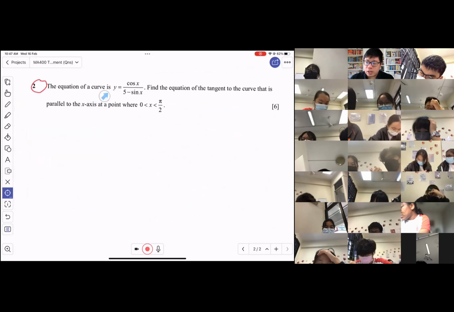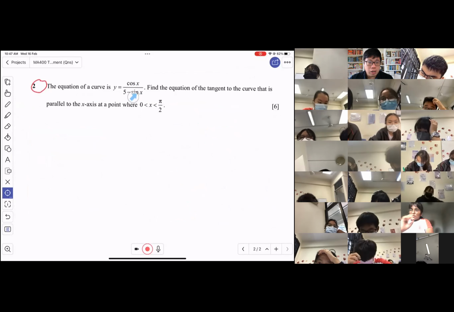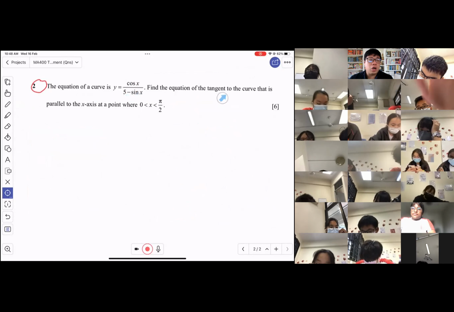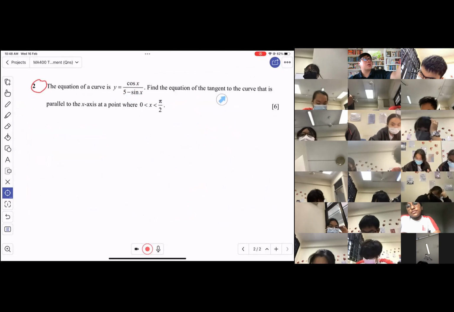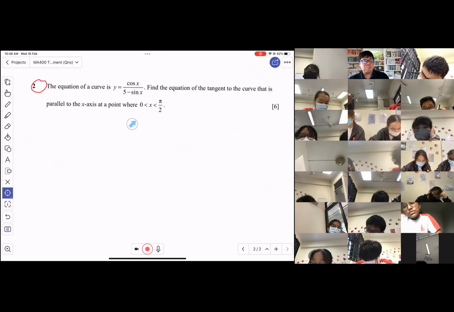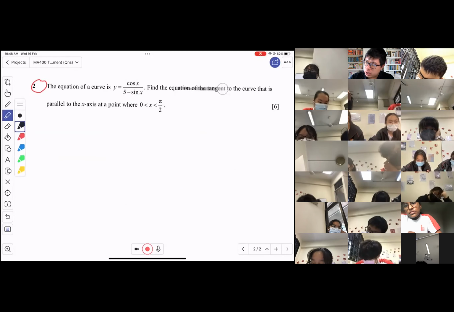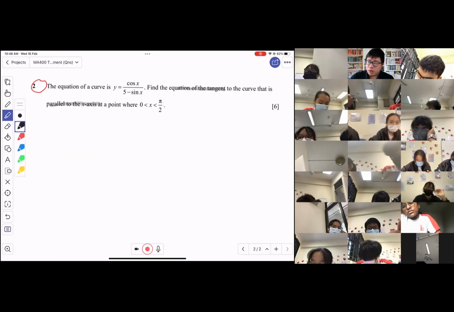Now, the equation of a curve is y equals cosine x over 5 minus sine x. So this is where you are finding tangent and normal, but you are using a trigonometric curve. Find the equation of the tangent to the curve that is parallel to the x-axis at a point where x is between 0 and pi over 2. If they say that the tangent is parallel to the x-axis, what does it mean?